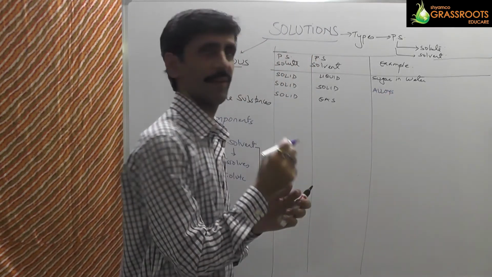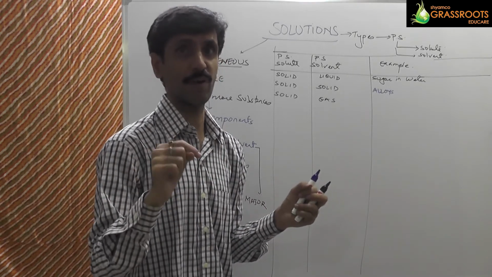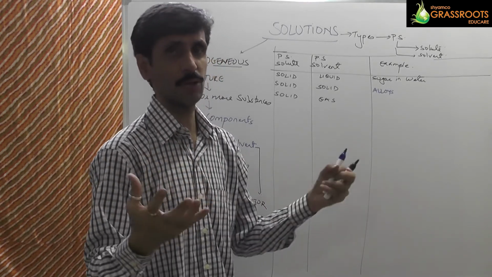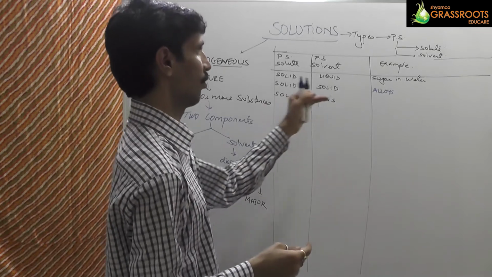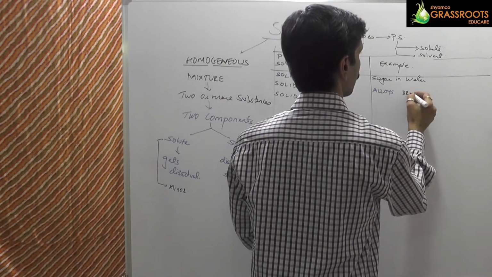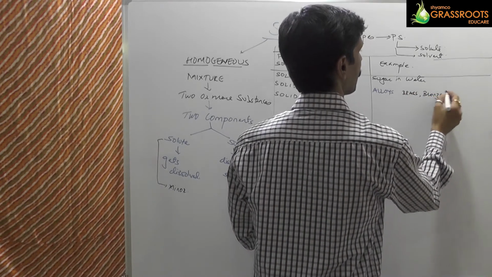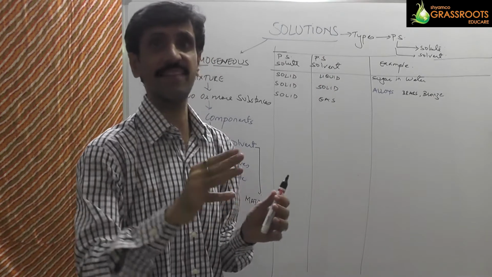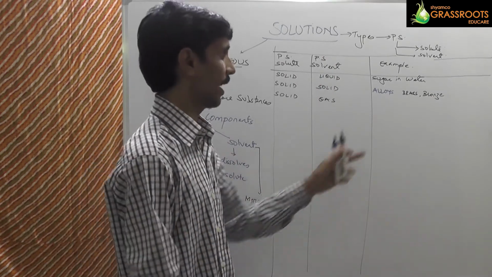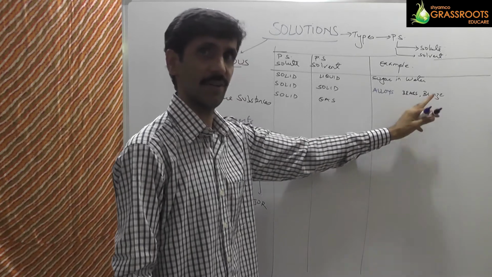Alloys, you know very well, it's once again a homogeneous mixture of two or more elements. At least one of them has to be a metal. Okay, so a metal combination gives you what? Alloys. For example, brass, bronze. Brass is copper and zinc, bronze is copper and tin.